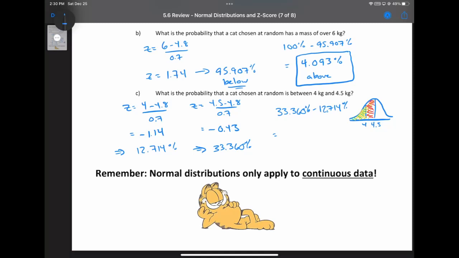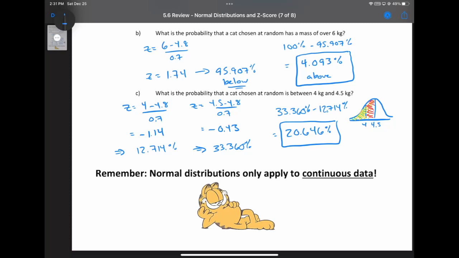And when we plug that into our calculator, we get 20.646%. Okay, so approximately 1 in 5 cats, or 20%, are going to be between 4 and 4.5 kilograms. If my data is anywhere close to accurate, and I made it up, so who knows.